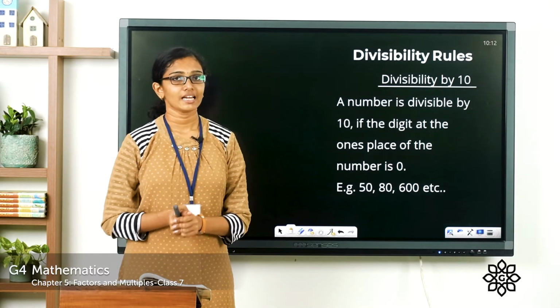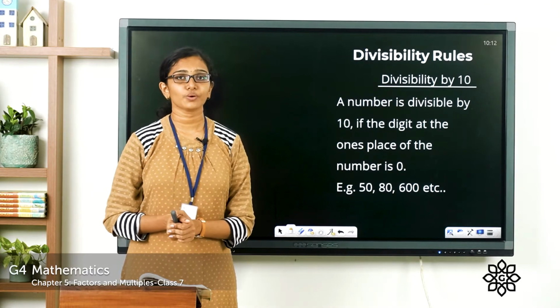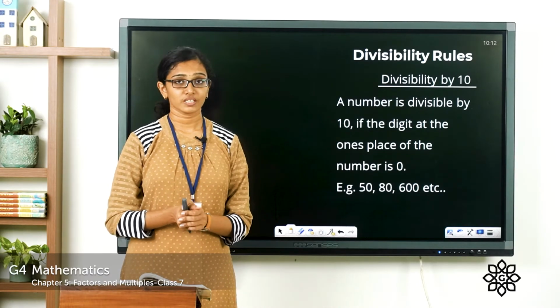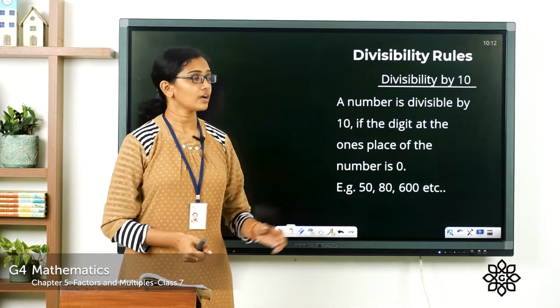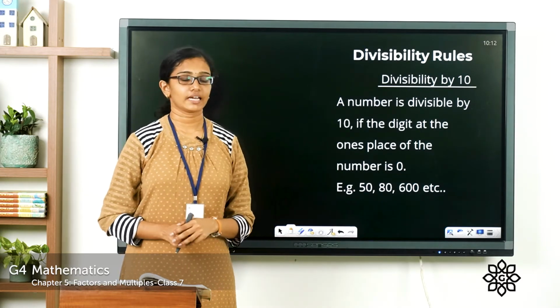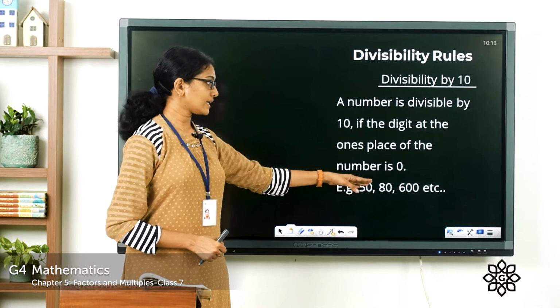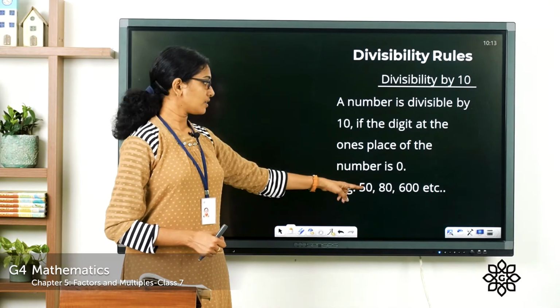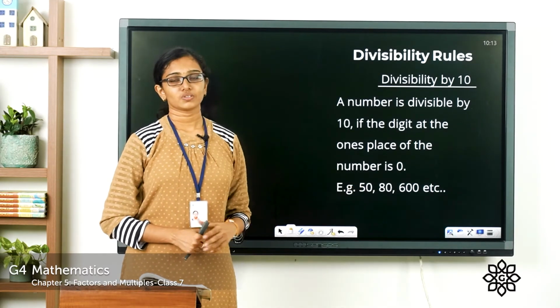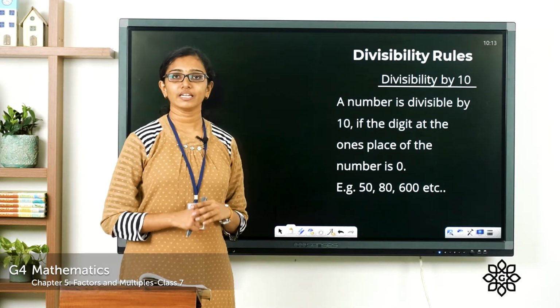So we can say if a given number has 0 as the ones digit, or if the digit at the ones place is 0, it will be divisible by 10. And here we have more examples: 50, 80, 600, all these have 0 in their ones place. So these numbers are divisible by 10.